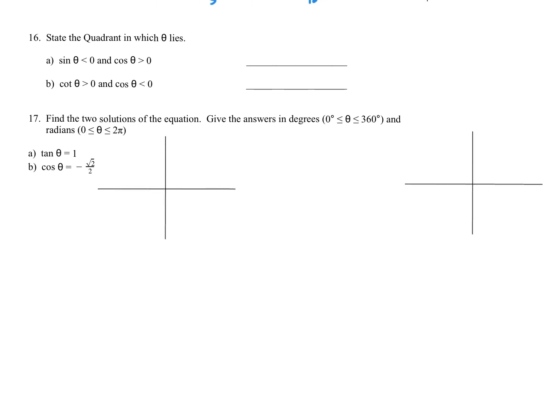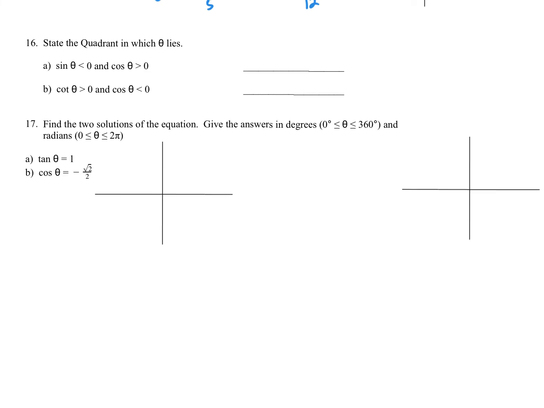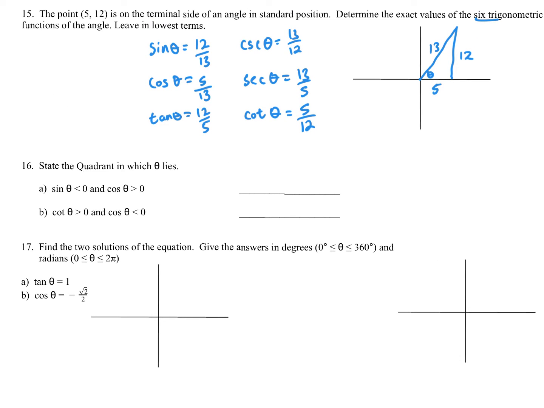Going down to number 16, state the quadrant in which theta lies. Sine is negative, and cosine is positive, so you go over to the right and down. That's the fourth quadrant. Cotangent is positive, so you're either going to have both positive or both negative. And since cosine is negative, we have to have a negative, over to the left and down. That is my third quadrant.